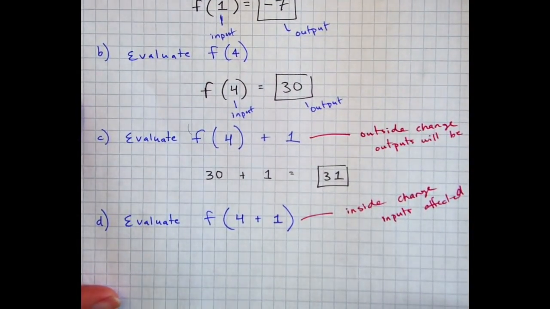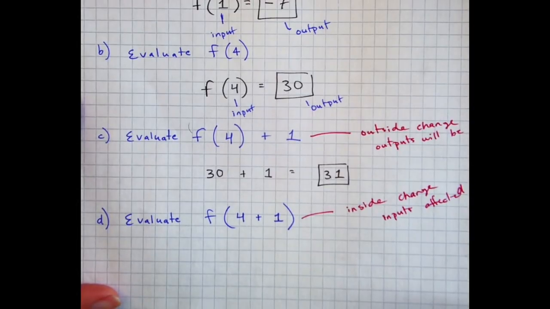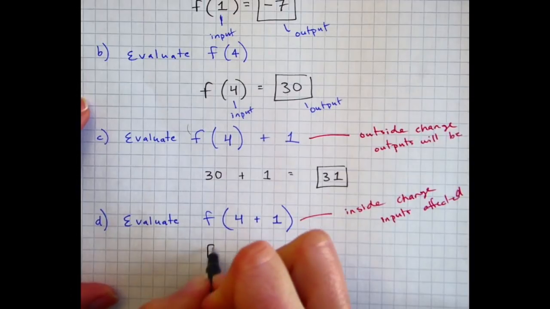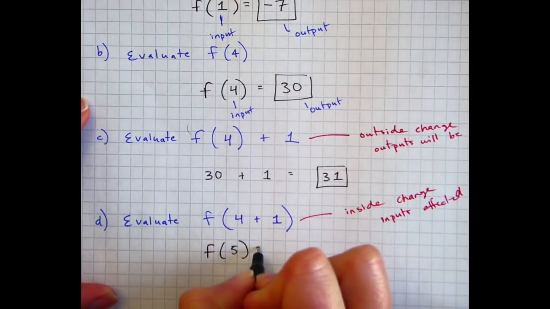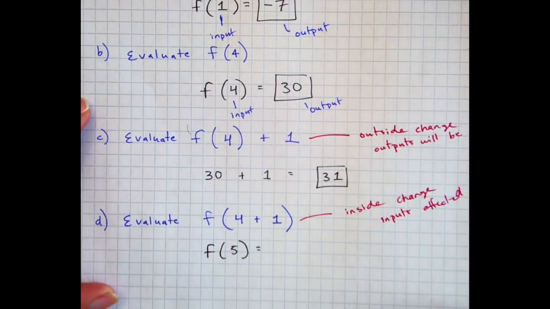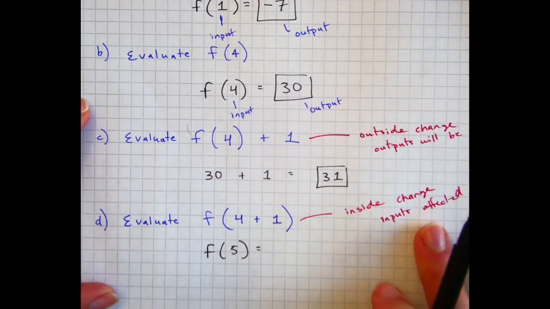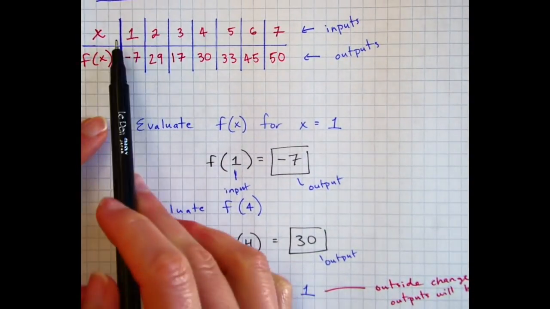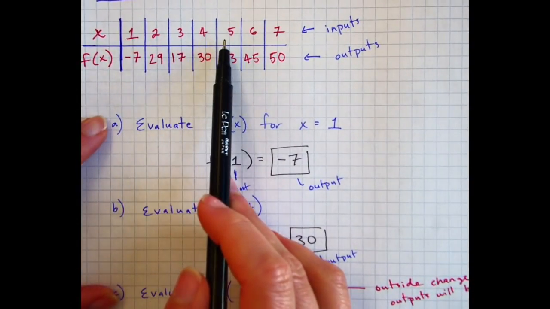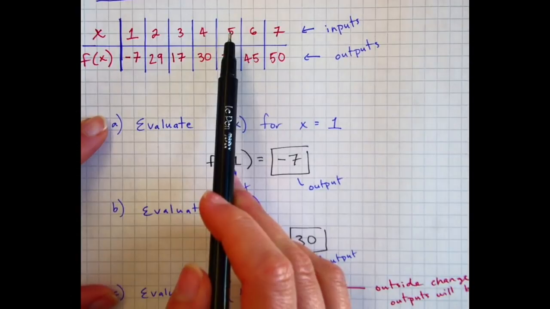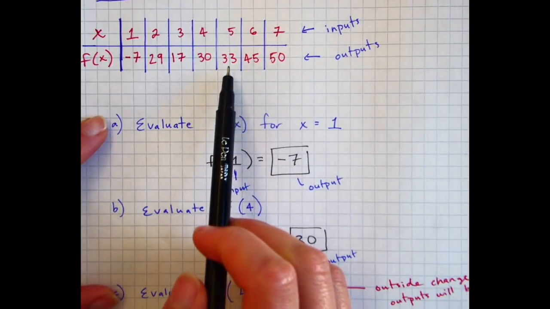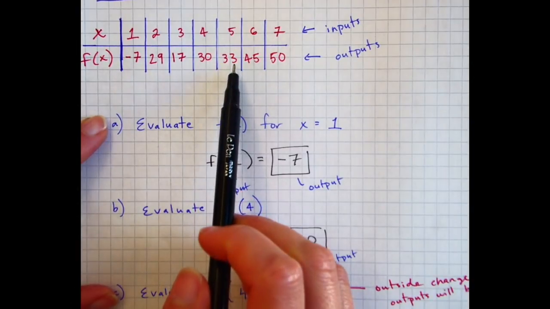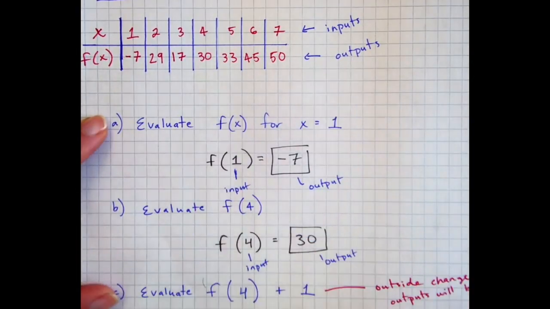So, f of 4 plus 1. I'm going to go ahead and simplify that to f of 5. And then I'm going to look at my table and see, okay, where is my input of 5? Okay, there's my input of 5. And what is the corresponding output value? Well, when my input is 5, the corresponding output is 33.